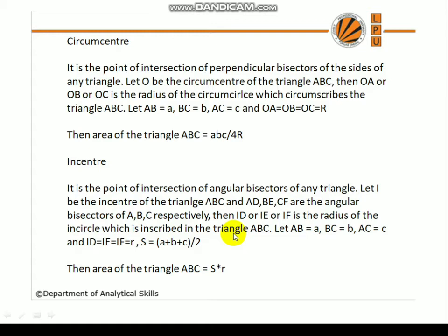Again we have a special result. Let's say the lengths of the sides AB as A, BC as B, AC as C, and ID, IE, IF, that is the inradius, equal to small r, and capital S is nothing but the semi-perimeter, A plus B plus C by 2. Then the area of triangle ABC is S into r, semi-perimeter into inradius is the area of a triangle. So these are some important results. So kindly note down to solve upcoming problems.